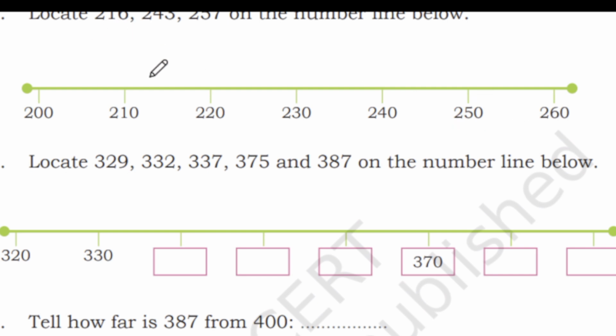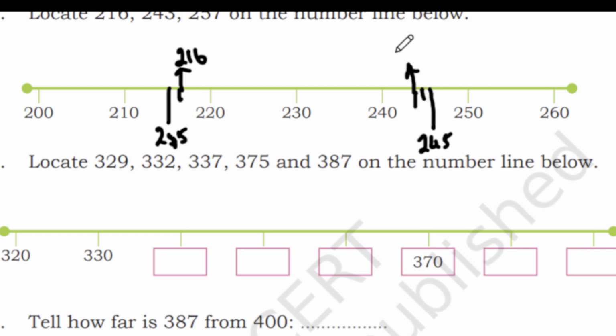So now we have to place the values. Here 260. Here we can find the middle is 215. This one is 215. So next to 215 we can locate 216. So this one is 216. Okay, 243. Here 240. Here you will have 245. So previously you will have 244. This one is 243.